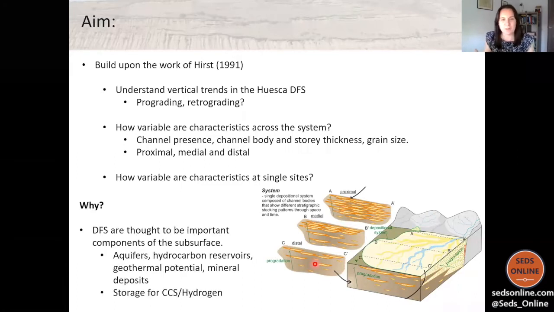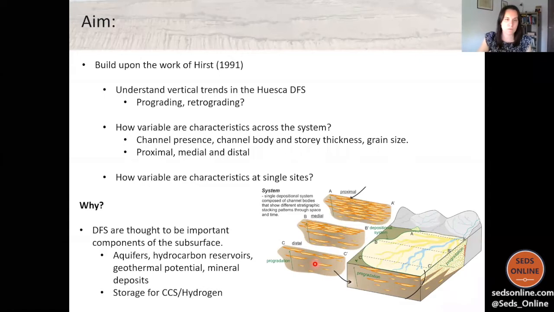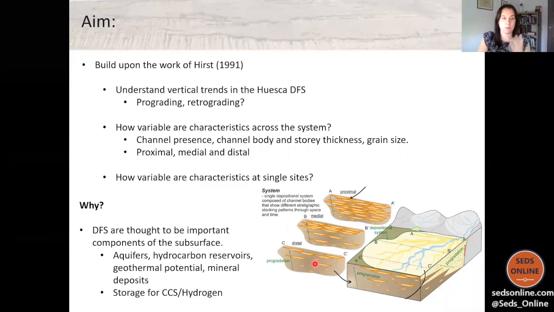So why did we want to do this? This wasn't just an academic exercise. There's practicalities behind this. So I explained how DFS are thought to be important components of the subsurface. They've been known aquifers, both modern and ancient DFS deposits. They've been proven hydrocarbon reservoirs. They've got geothermal potential and they've got proven mineral deposits in them. So for example, uranium in the Salt Wash fluvial system.